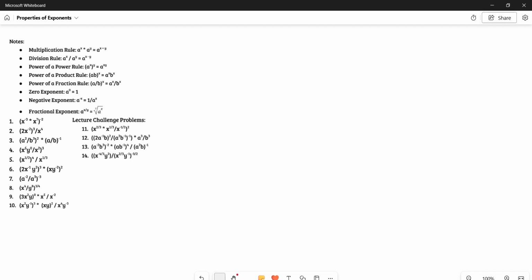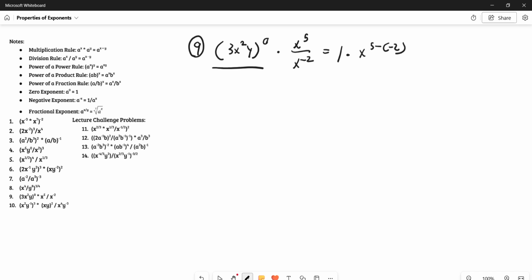Number 9, we have x squared times y, all that to the power 0, times x to the power 5 over x to the power negative 2. Basically using the 0 exponent rule, this part is just going to be 1, so it's 1 times, and then we're going to use the division rule, x to the power 5 minus negative 2, so this is just x to the power 7.